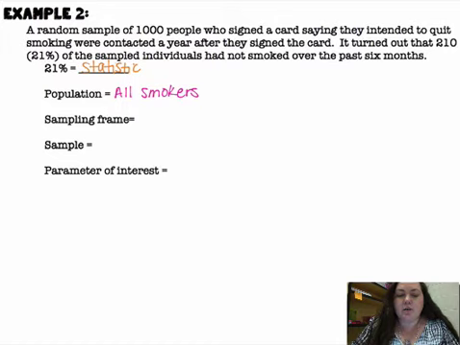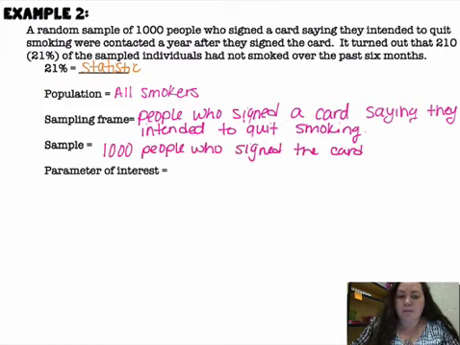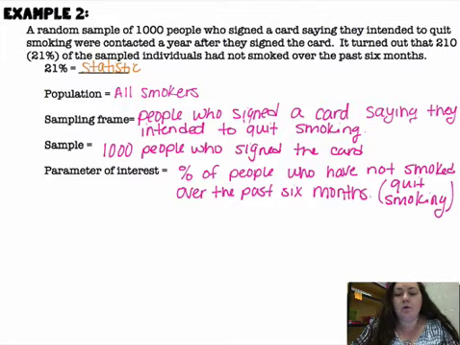The population is all smokers. My sampling frame was people who signed a card saying they intended to quit smoking. That's where I got this information from. My sample was 1,000 people who signed the card. And my parameter of interest was the percent of people who have not smoked over the past 6 months, or the percent of people who had quit smoking.